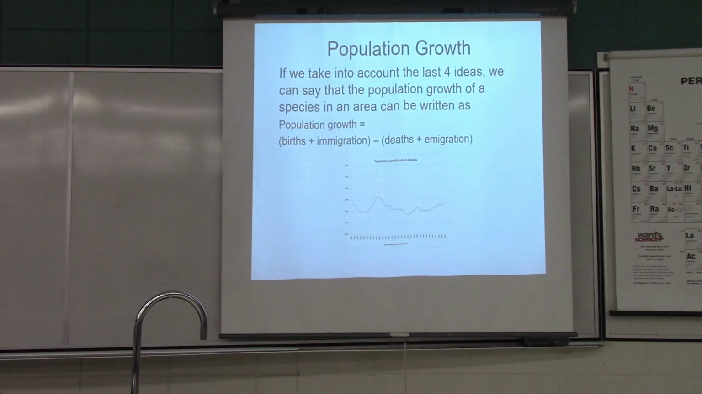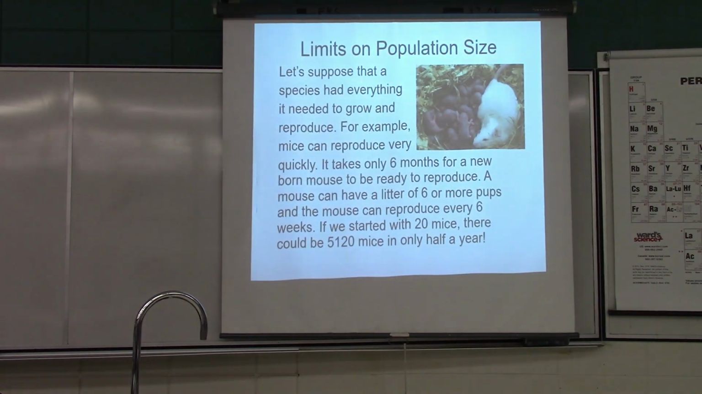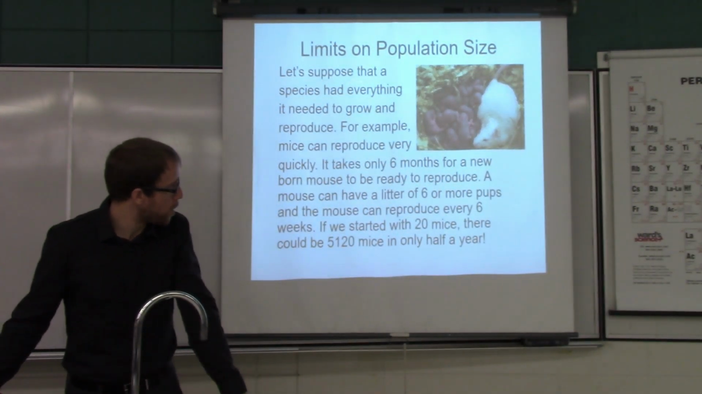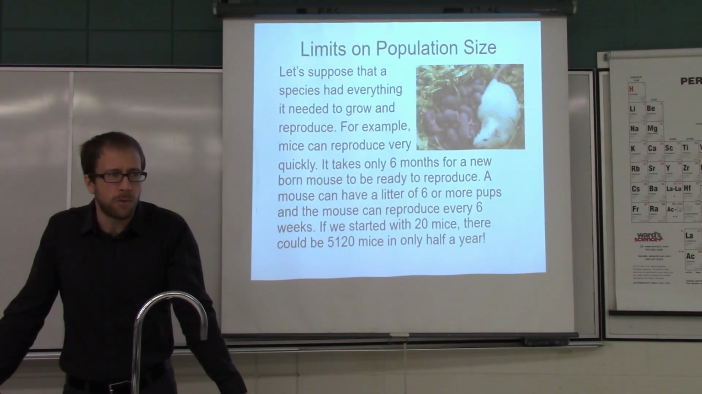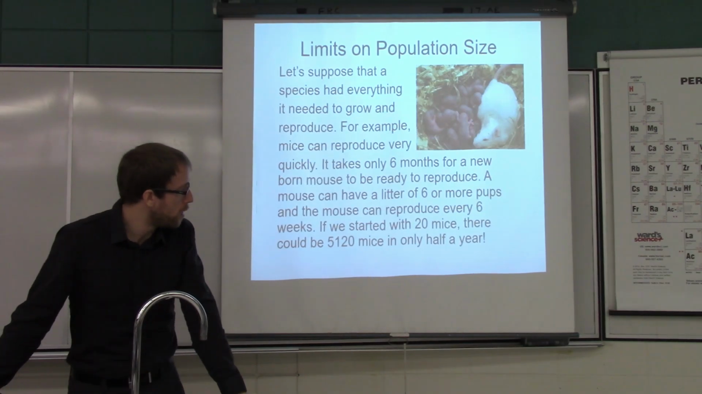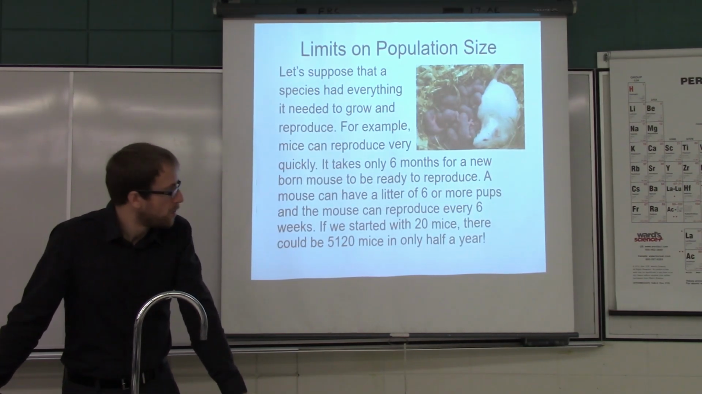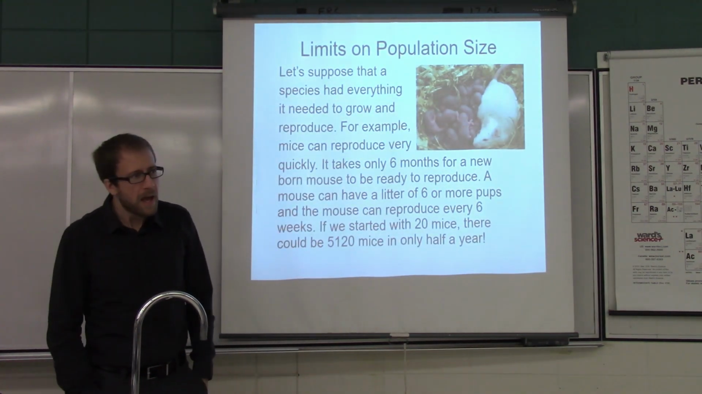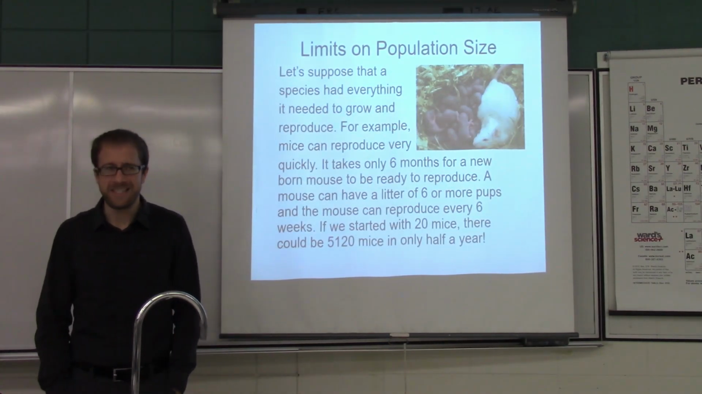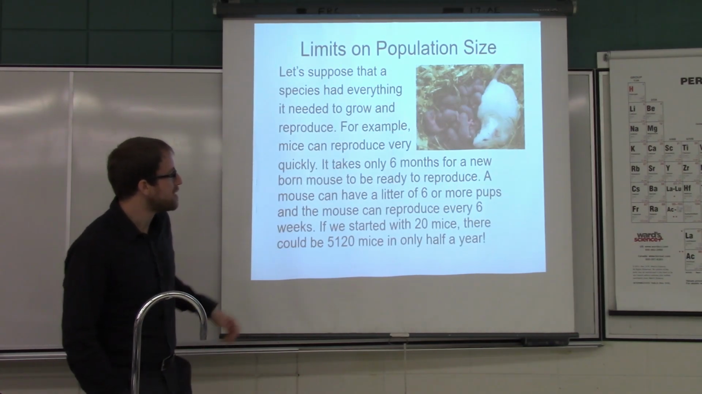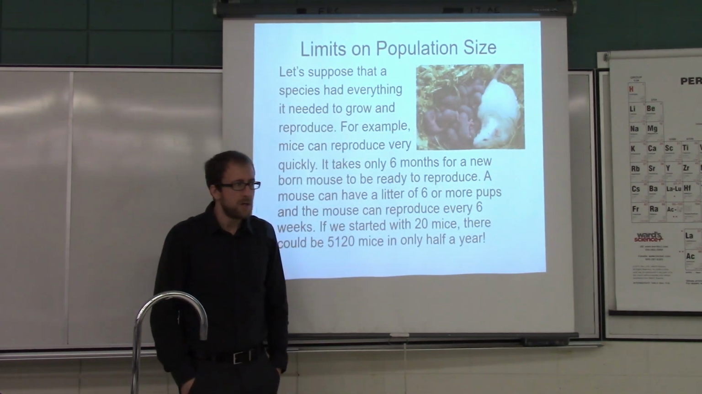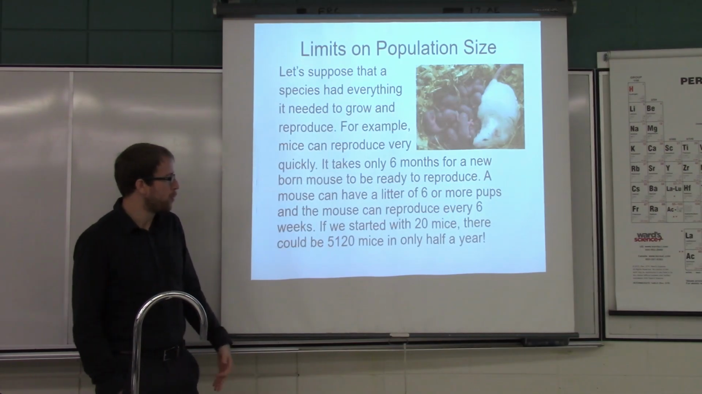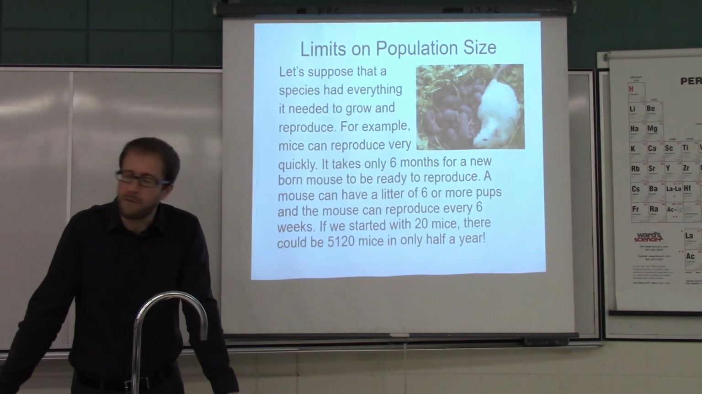Okay, so those are the factors that decrease population, but what limits your population size? Because there are certain organisms out there, like the mouse, for example, where if you give them all of the resources and space they need, we're going to be overrun with mice. As an example, they only take 6 months to reach sexual maturity, at which point they can have a litter of pups every 6 weeks, and that litter of pups can be 6 or more mice. So if we had 20 mice and we let them reproduce uncontrollably, in half a year you would have over 5,000 mice.